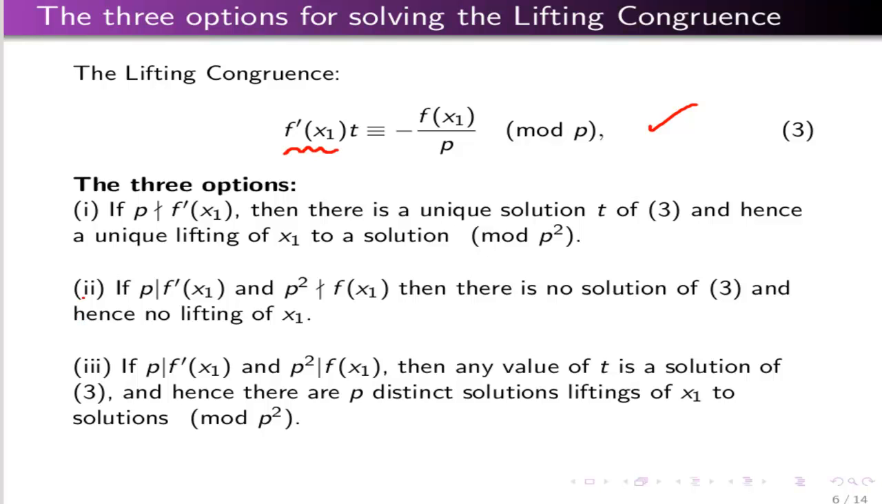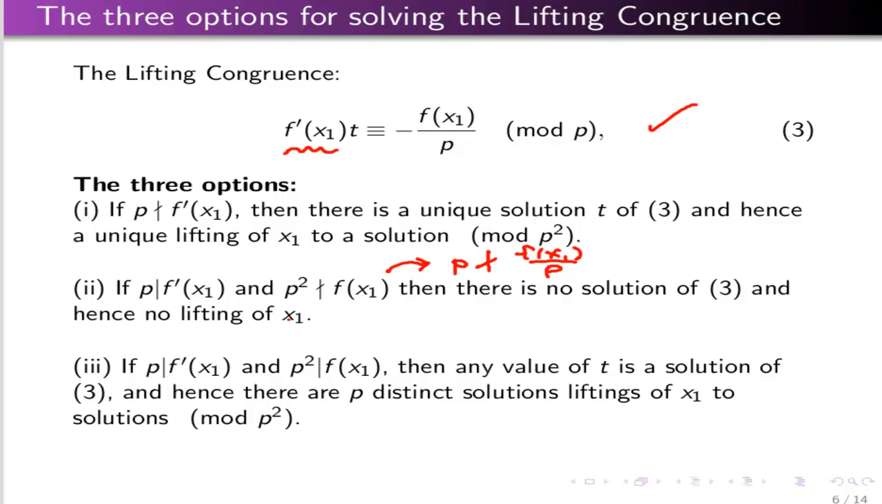Option 2. If p divides f prime, but p squared doesn't divide f of x1, well, that would mean that p is not a divisor of f of x1 over p. So the left-hand side is 0 mod p, and the right-hand side is non-zero. You would have an inconsistent congruence in 3, and so there's no solution. There's no solution t, and thus no lifting of x1.